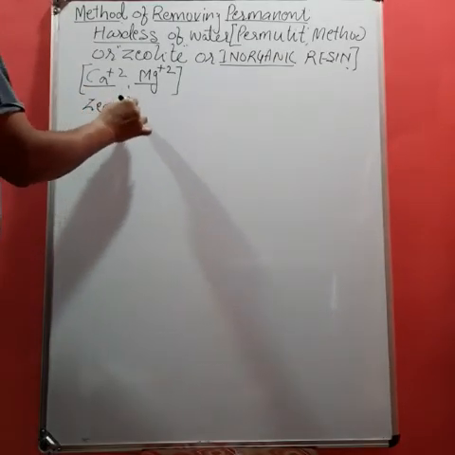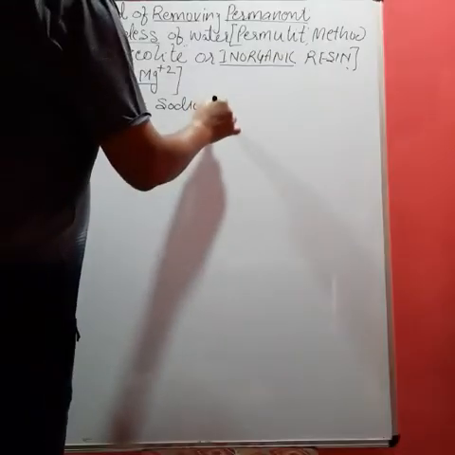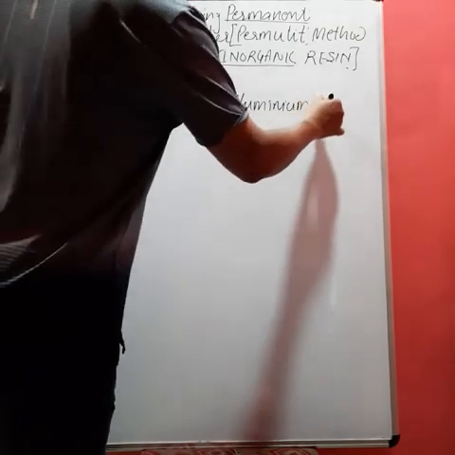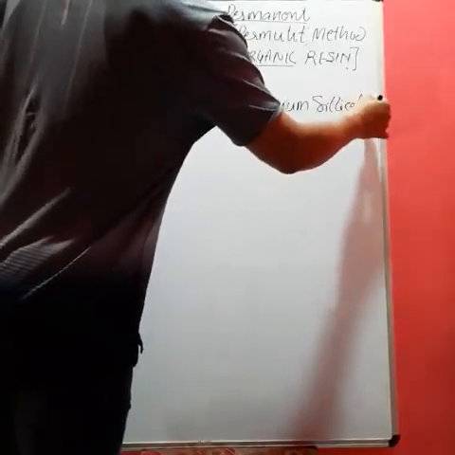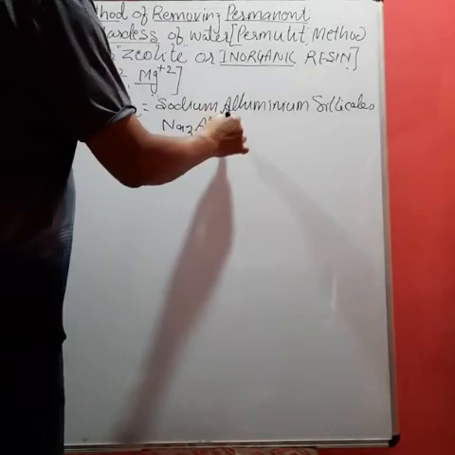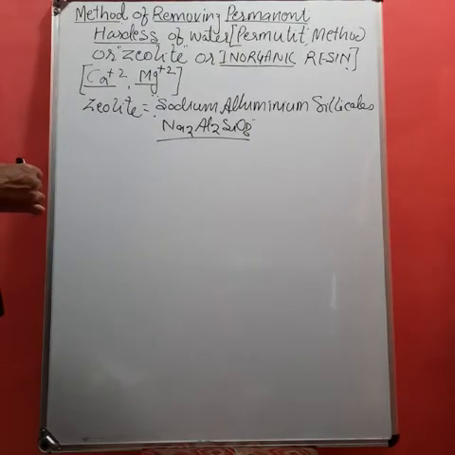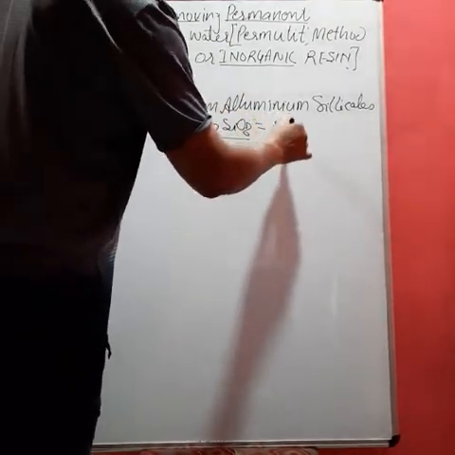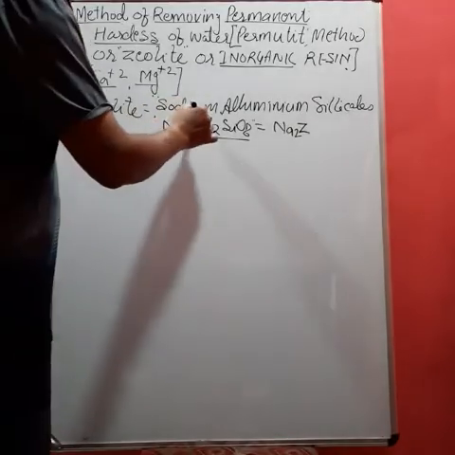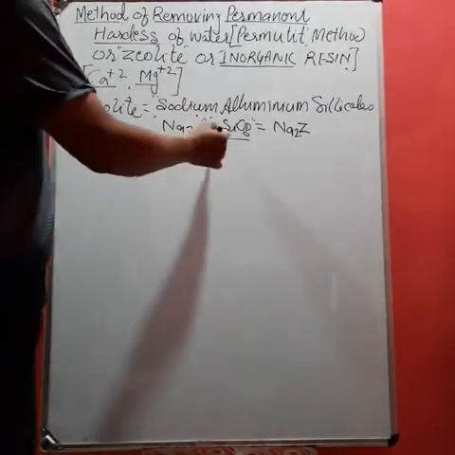So, what is zeolite? Chemically, zeolites are sodium aluminium silicates. Student, there are a lot of silicates. Out of these, we are selecting one particular silicate. This is Na2Al2SiO8. This is called a zeolite. In very short, we can denote it by Na2Z. Here Z stands for zeolite. That is, instead of writing a big formula, we can write a simple representation Z, which stands for Al2SiO8.